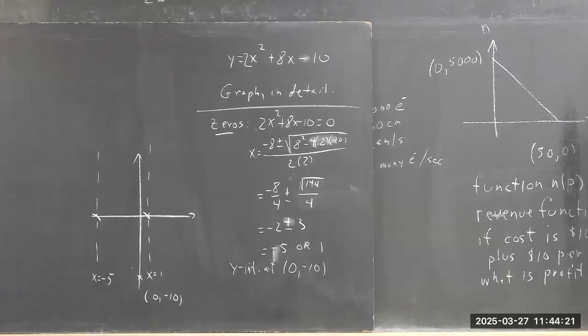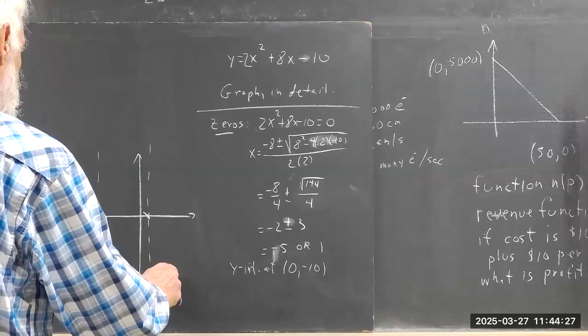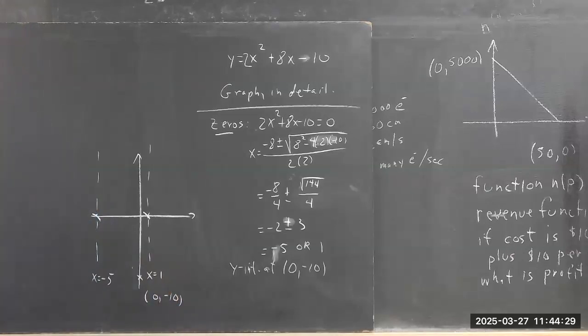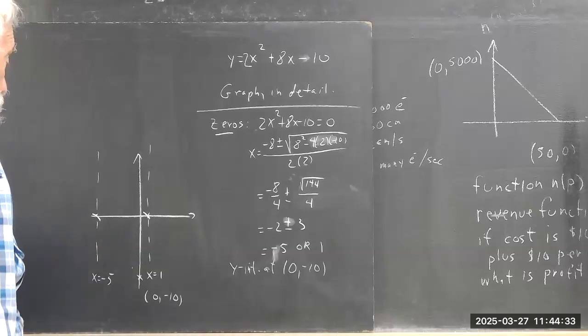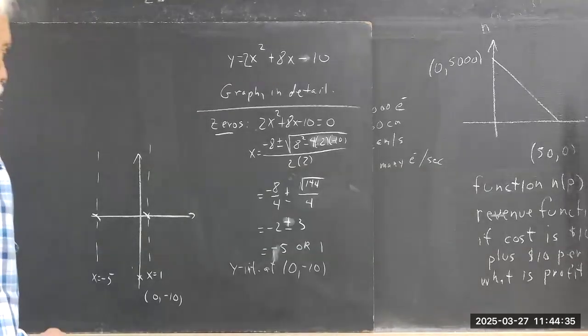12 over 4 is 3. This graph is kind of screwed up. You screwed up as bad as I did. I'm not going to penalize it real heavily, but something's not going to make sense. Okay.